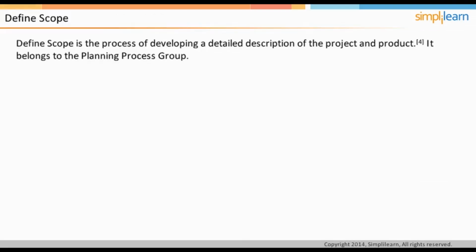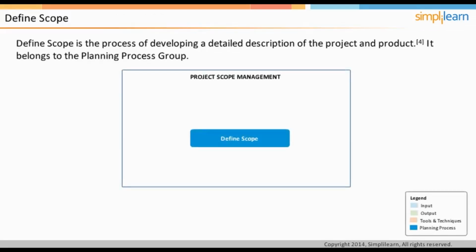The next process in the project scope management is Define Scope. Define Scope is the process of developing a detailed description of the project and product. Collect requirements lists all the different requirements or needs expressed by the stakeholders. Define Scope deals with detailing these requirements and determining what will be in the scope of the project and what will not be. It belongs to the planning process group.